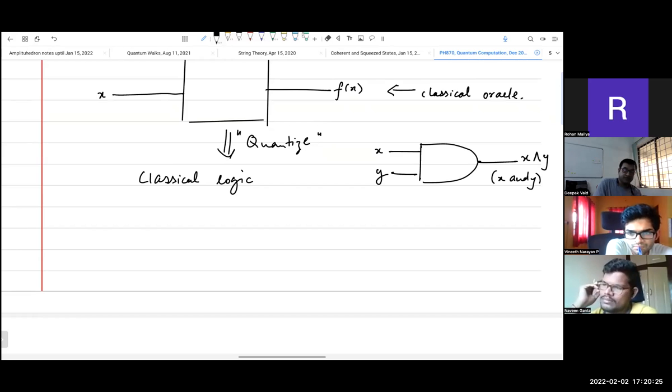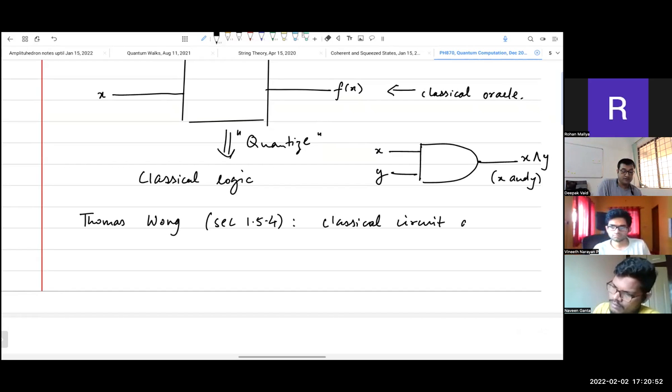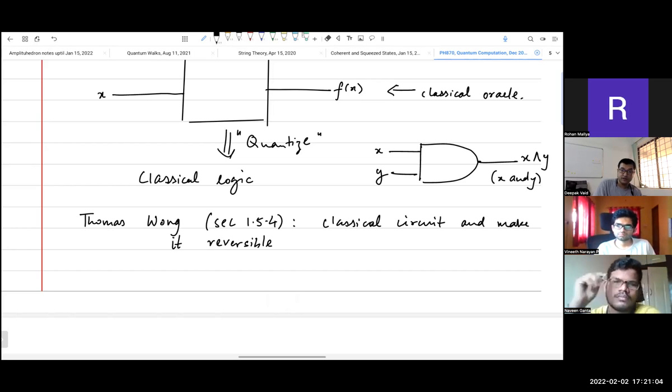Well, what you do is, so this is very general and it is shown in Thomas Wong, and I'm sure it's shown in many other places. And Thomas Wong, let me just give you the reference so you can also look it up, section 1.4, that you can take any classical circuit such as this AND gate above and make it reversible, right? So first of all, if you want a quantum circuit, the quantum circuit has to be reversible, right? Because a quantum gate is a unitary. Unitary can go both ways, right? It has to have an inverse. So, and probabilities will only be conserved if the circuit is reversible.